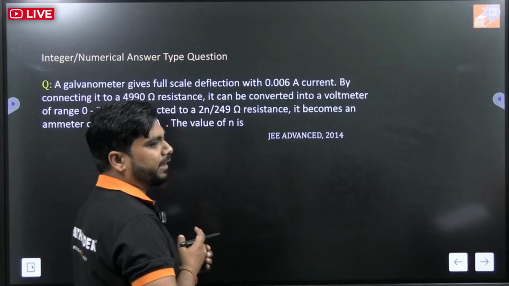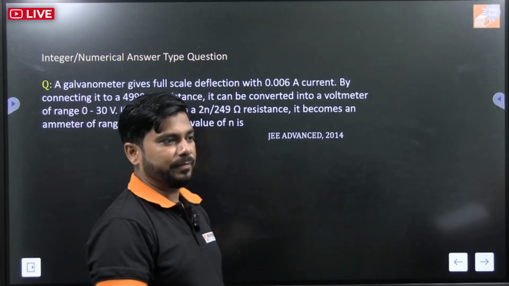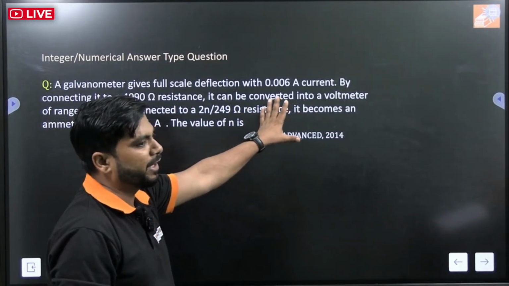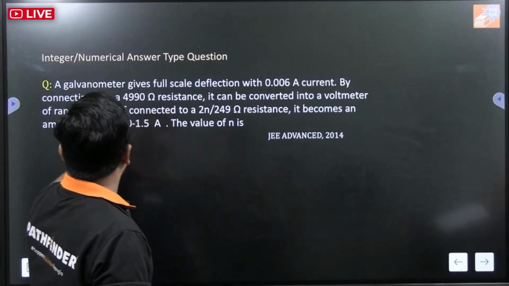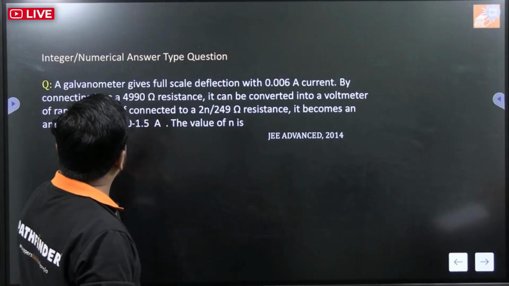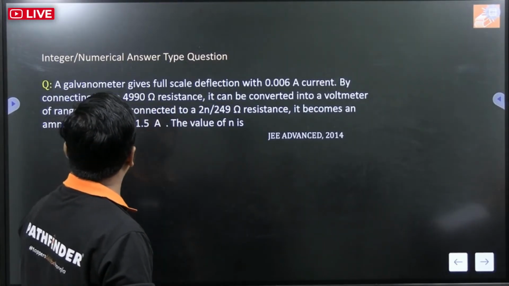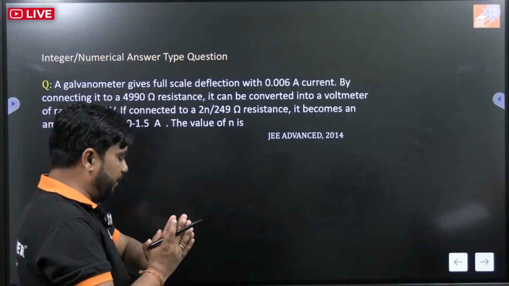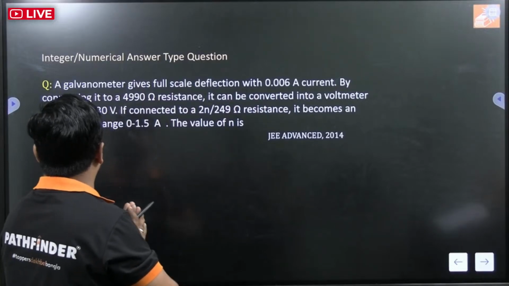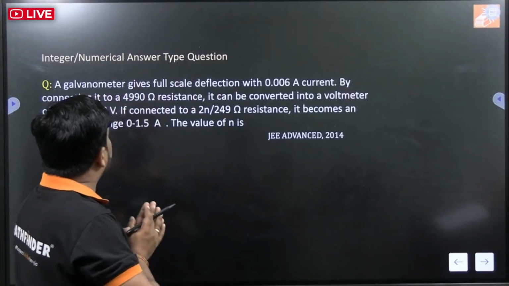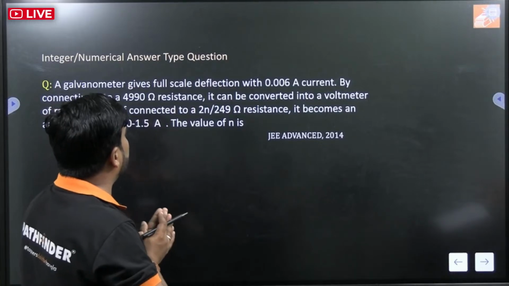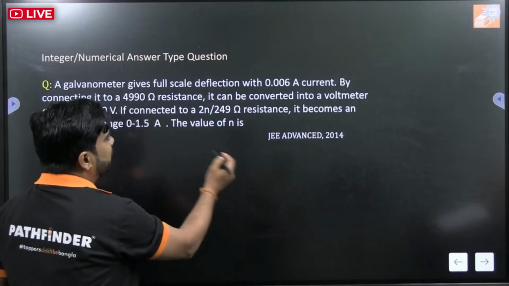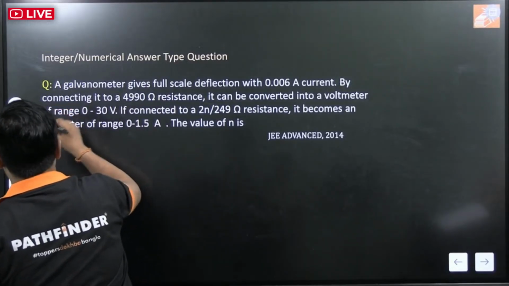A galvanometer giving full scale deflection with 0.006 ampere. It is giving full scale deflection when it is connected to a 4990 ohm resistance. When you are connecting it to a 4990 ohm resistance, it can be converted into a voltmeter of range 0 to 30 volt, if connected to a 2n by 249 ohm resistance. So that means what? Just see the question.